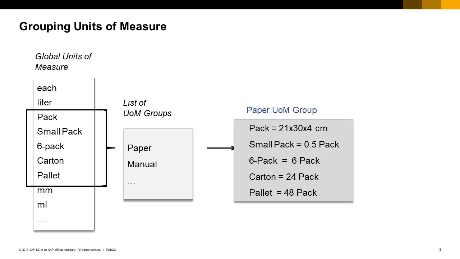Single items from this table are then grouped together into a group. In our business example, we set up a group for paper. Within a group, you define the relationships between the listed measurements based on conversion rules. On the right we see the measurements that make up the UOM group paper. Note that the measurements listed in the global UOM table can be assigned to multiple UOM groups.